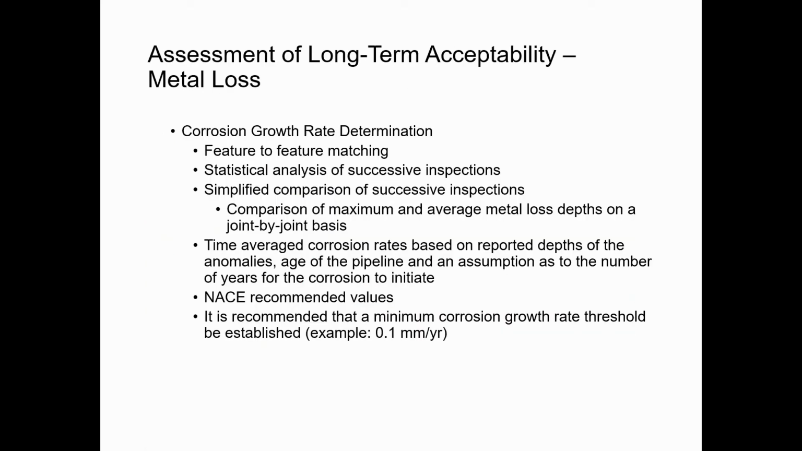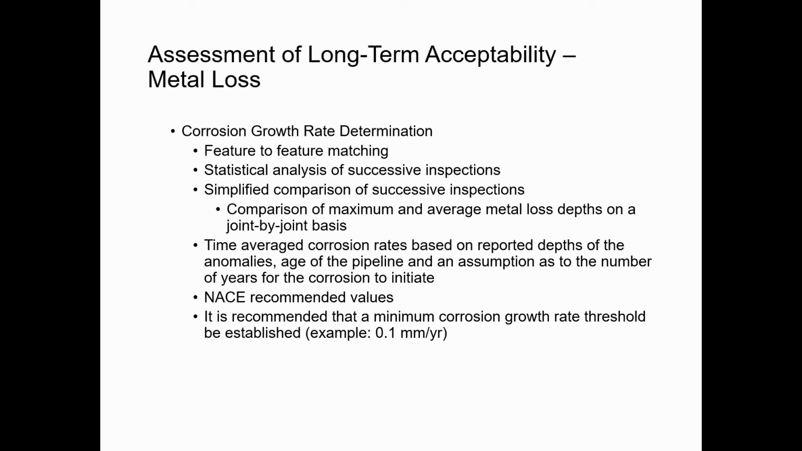Now, some specifics about the long-term acceptability of metal loss anomalies reported by an inline inspection tool. So there's a number of different approaches currently being used for determining corrosion growth rates. One is feature-to-feature matching from successive inline inspection runs. Those are typically done by the inline inspection vendor themselves. You can do statistical analysis of the reported depths from successive runs. There's a number of companies that offer that service.